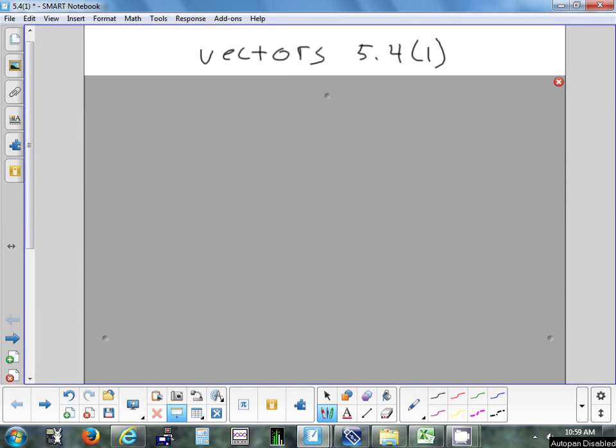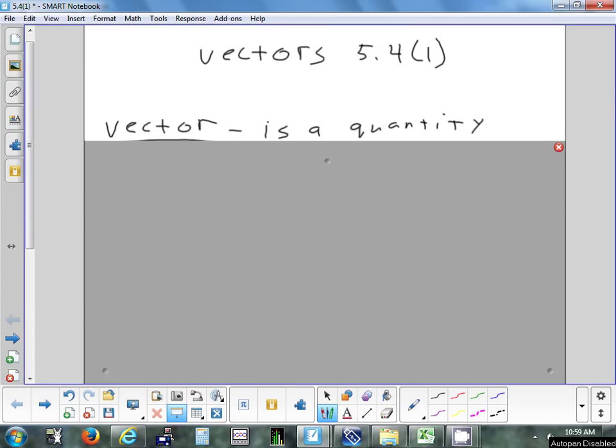Right, so we're going to start off this week by looking at vectors. It's chapter 5, section 4. A vector is used to describe two things happening at the same time.